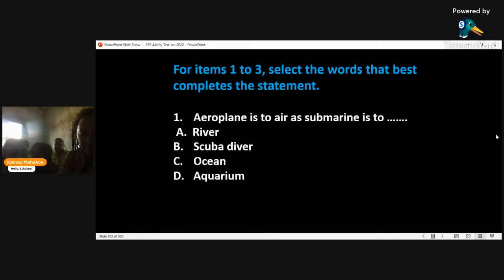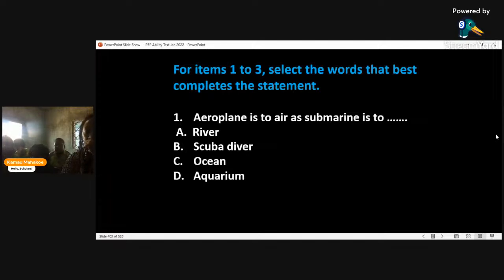All right, so more verbal reasoning. For items 1 to 3, we are to select the words that best complete the statement. Aeroplane is to air, as submarine is to? Ocean. Sea. Because it's based on ocean. Because submarine goes in water.